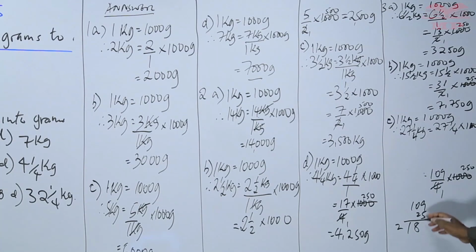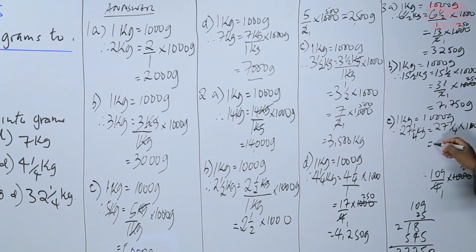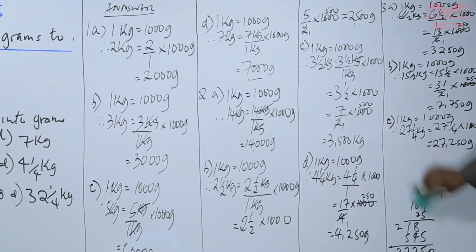Then there is 5 here, 5 times 9 is 45. So we have 5, 0 is there. Then there is 2, 7, 2. 27,250 grams. That is D.